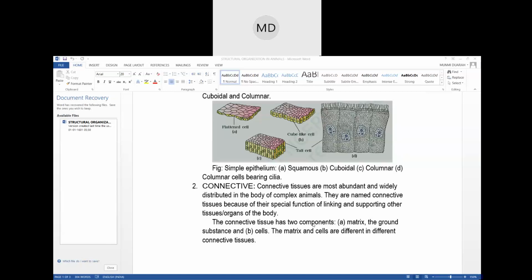I meant to ask, ma'am, where is this specific columnar tissue found? I think columnar tissue is the outer skin, and you said some organs have these other epithelial tissues. So I wanted to know where is this flattened cell, cube-like cell, or columnar cell. Or you want to know that specifically? Yes, ma'am. Okay.